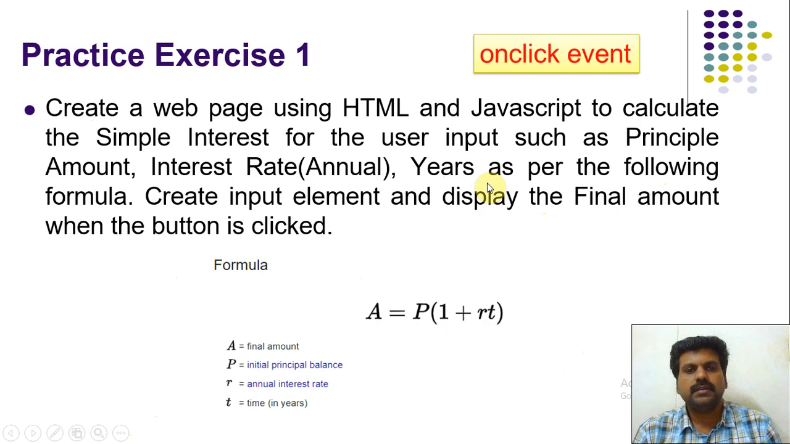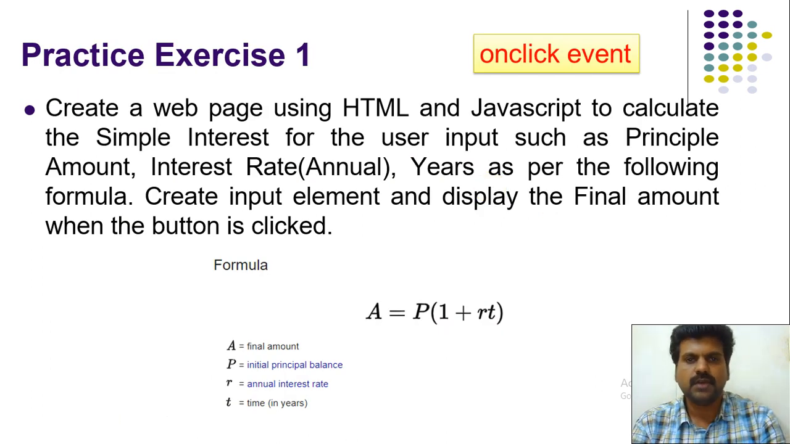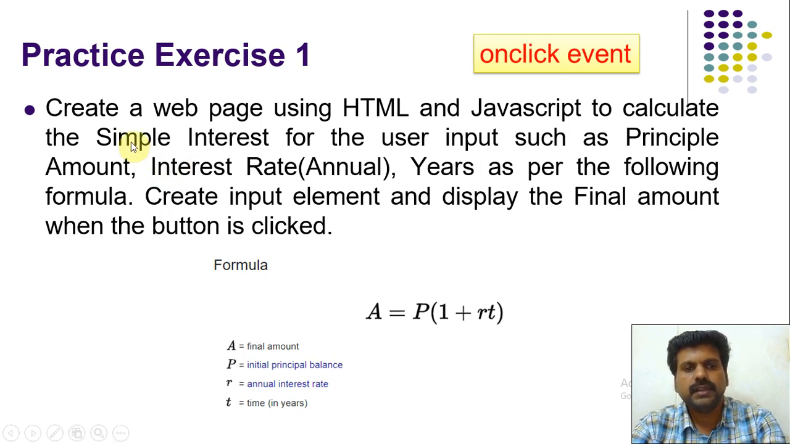The next, we are going to see one exercise, how we can create a JavaScript program using the document object model, its functionalities and event handling. In this exercise, I'm going to create a web page using HTML and JavaScript to calculate simple interest for the user input, such as principal amount, annual interest rate, and years tenor, as per the following formula. So first we need to create an interface for collecting principal amount, interest rate, years. Three input elements I want to create.